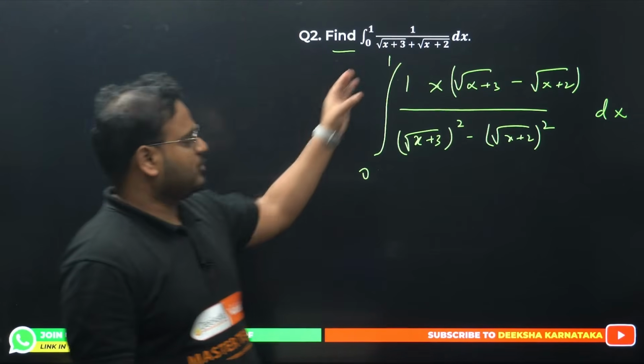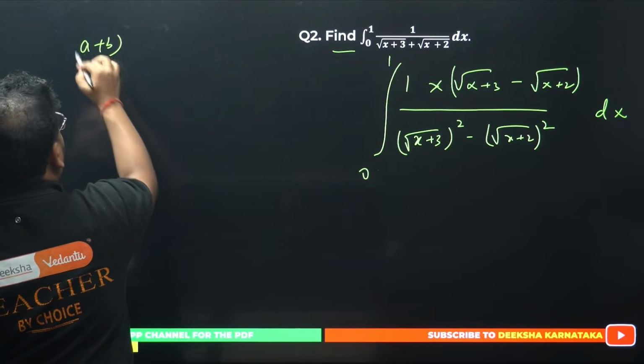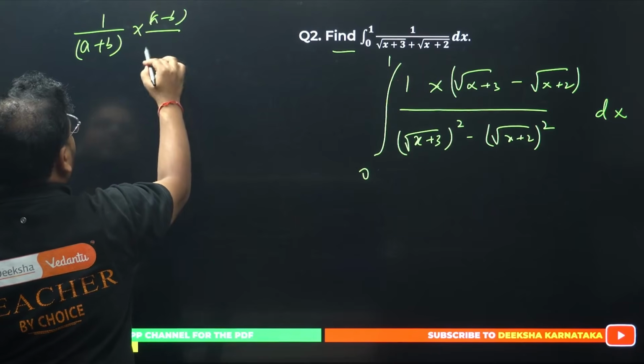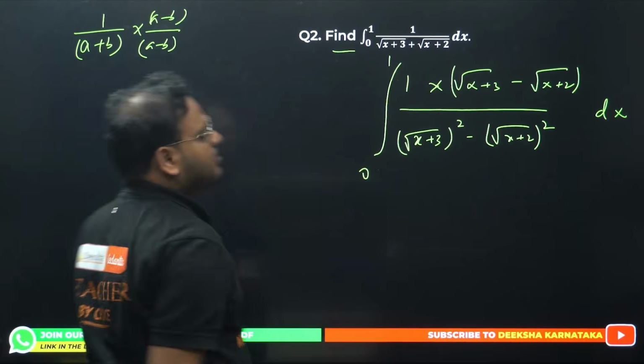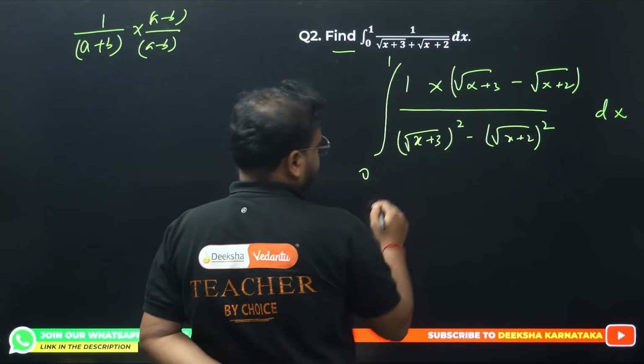Please check. I'm using the formula (a plus b)(a minus b). A plus b was already there, right? Remember, over here I'm multiplying with (a minus b) upon (a minus b), so it becomes a square minus b square. Very simple.